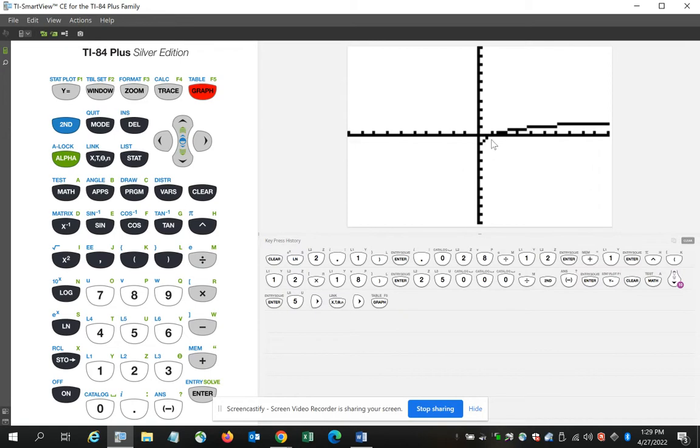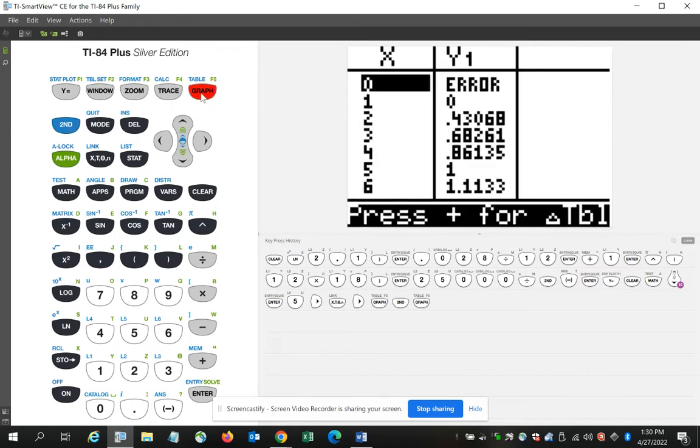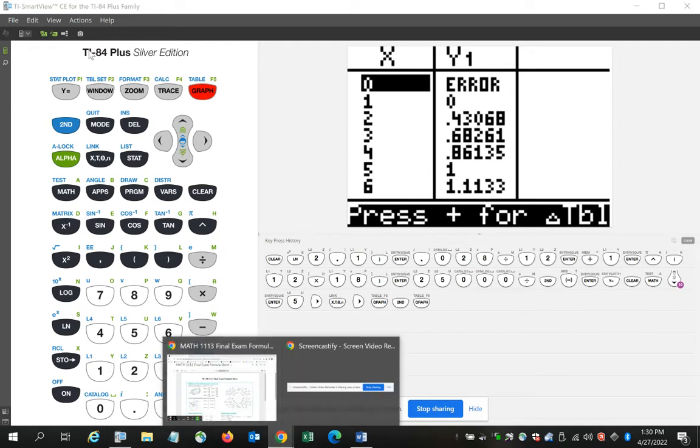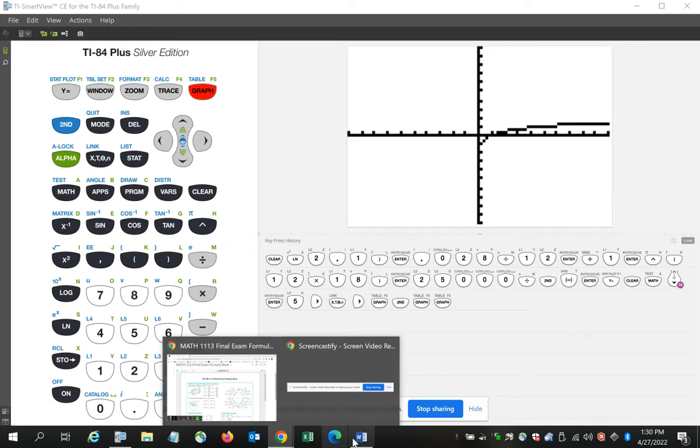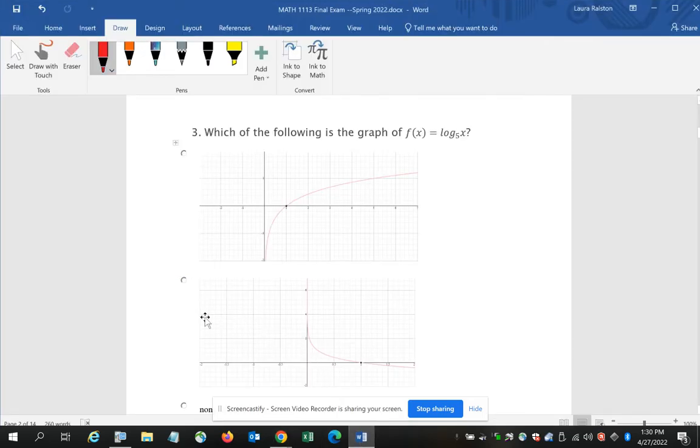Okay, so I get this graph, and if I want to look, I can look at a table of values to kind of help me out. Okay, so I have an x-intercept at (1, 0), and I also have a point at (5, 1). And we can see the graph. So looking at these that we have on our paper, I can rule out the second one, okay, because it doesn't look like the one on my calculator.